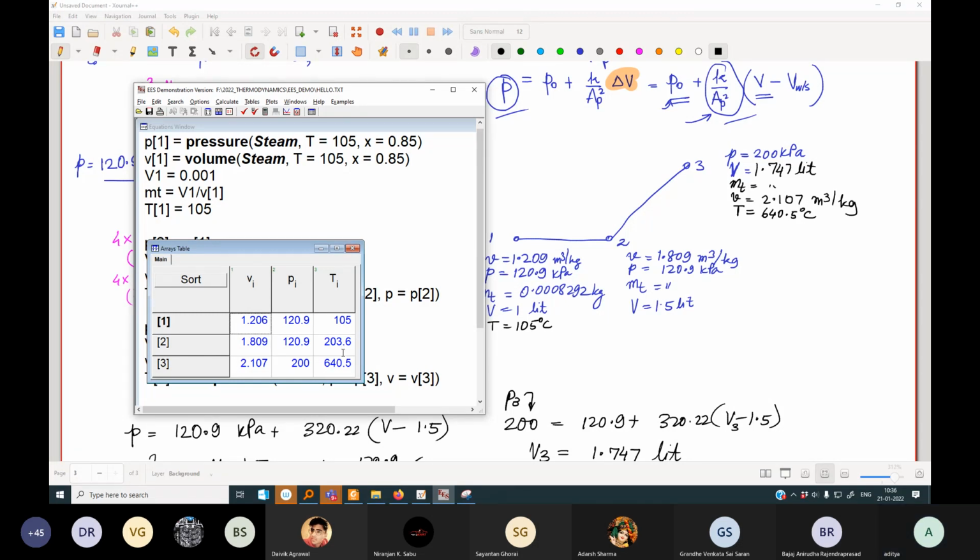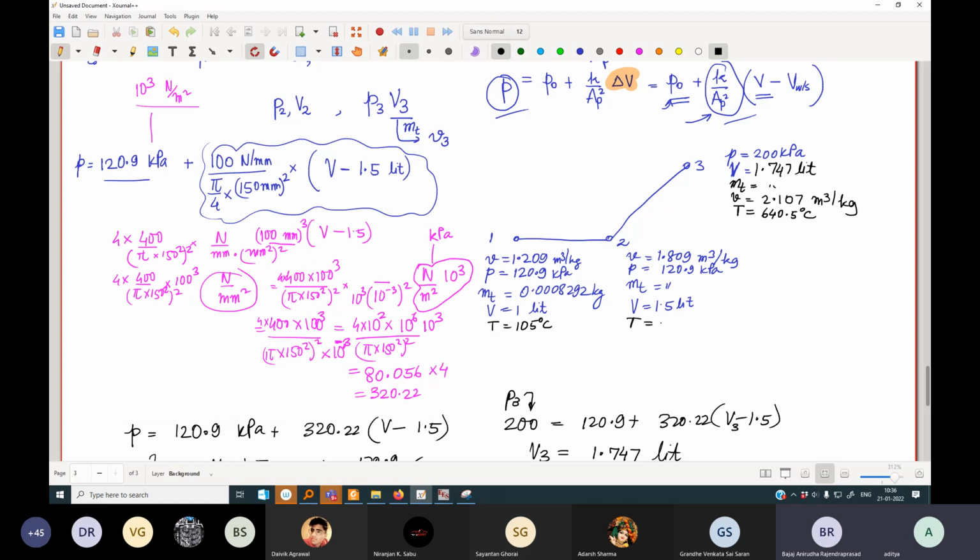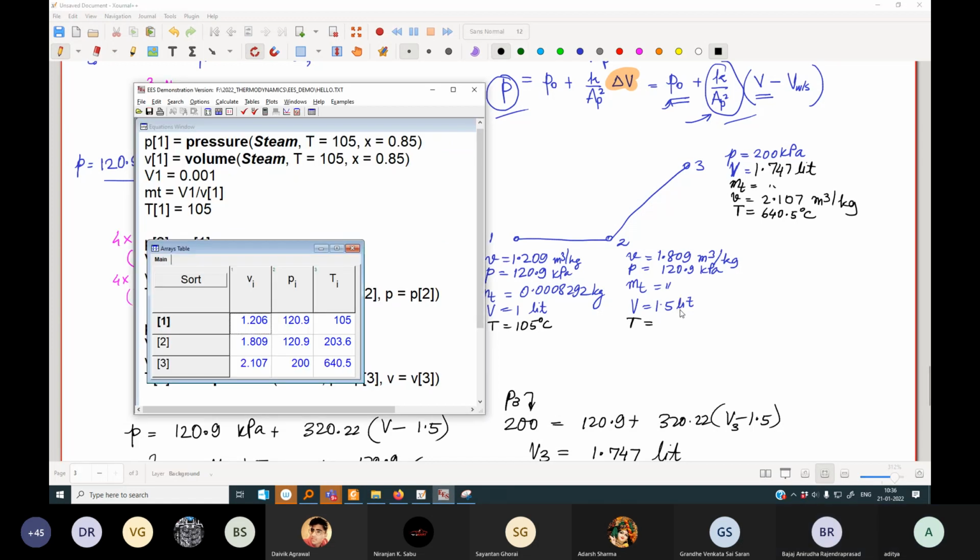What does that mean? 203 degrees Celsius at the same pressure, 120.9 kilopascal. When the temperature at point 2 is 203.6, it is obviously larger than the saturation temperature. 105 degrees Celsius is the saturation temperature, which corresponds to 120.9 kilopascal. And therefore, state point 2 is in the superheated vapor region. Is that clear? Yes, sir.